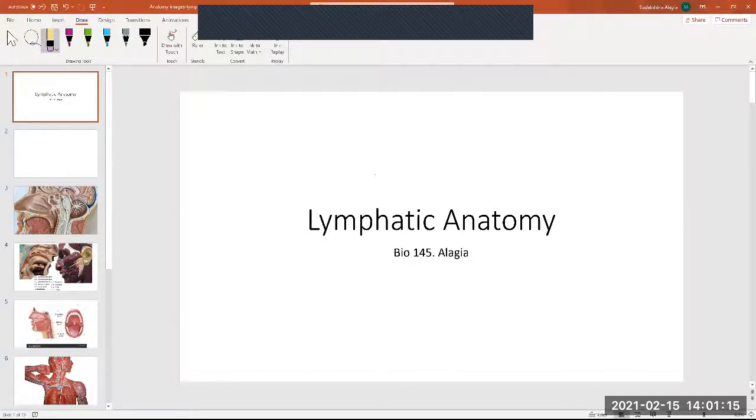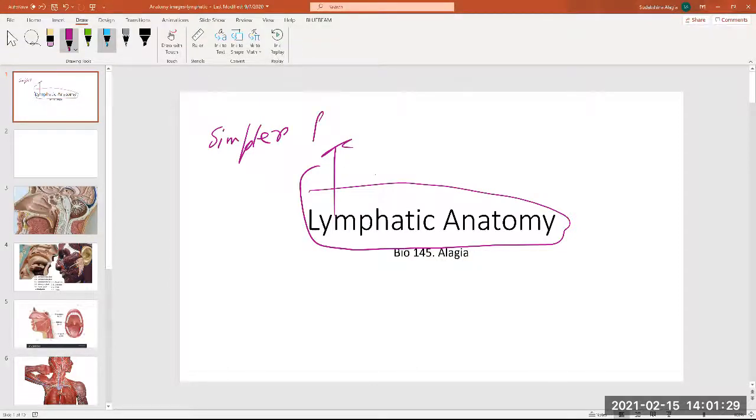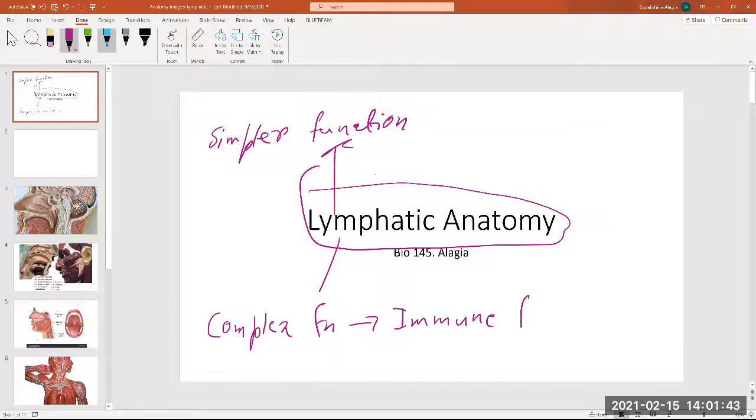So, the lymphatic system has a simpler function, which is draining excess fluid, etc. We'll talk about the simpler functions, and then it has a complex function. The complex function is referred to as the immune function.